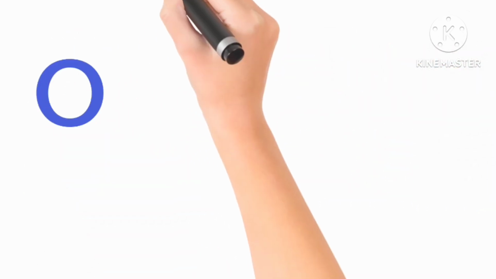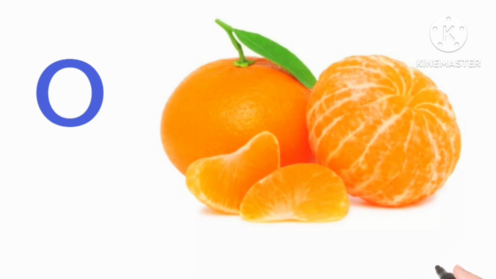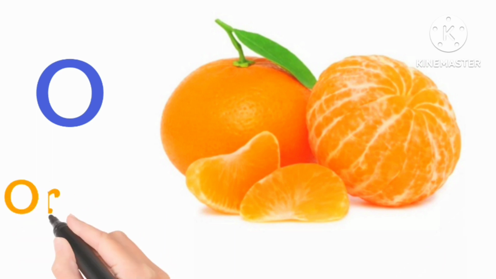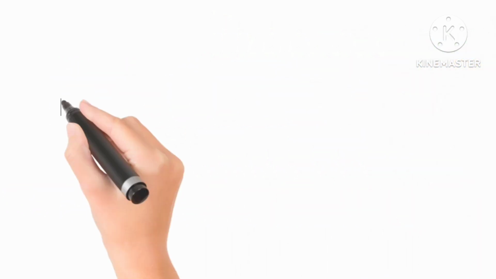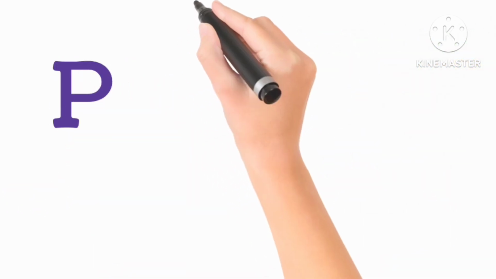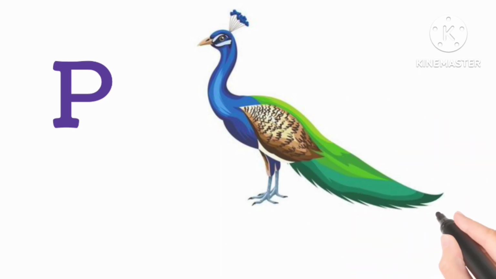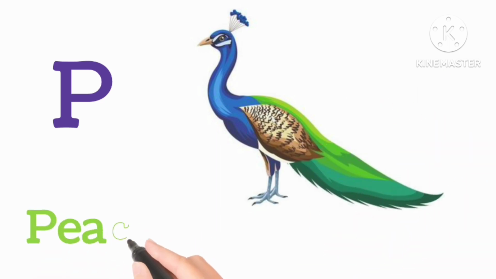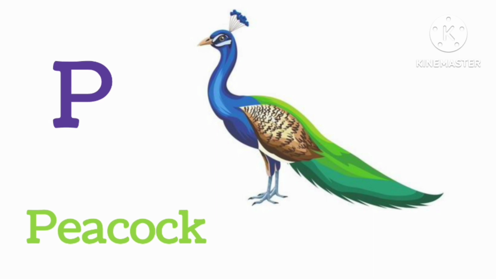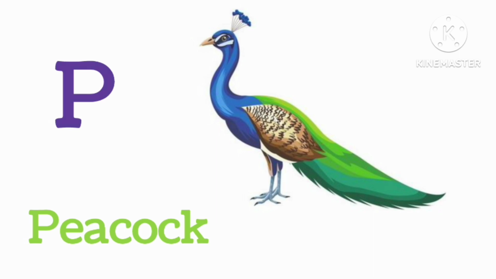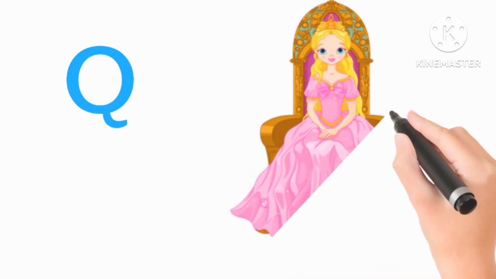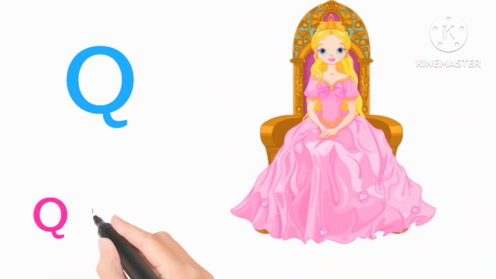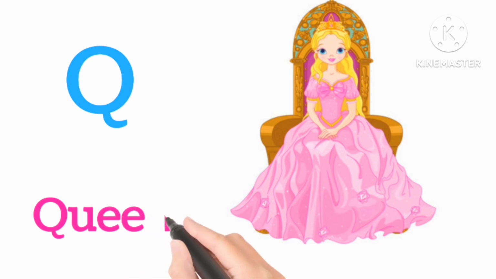O. O for orange. O-R-A-N-G-E, orange. P. P for peacock. P-E-A-C-O-C-K, peacock. Q. Q for queen. Q-U-double E-N, queen.